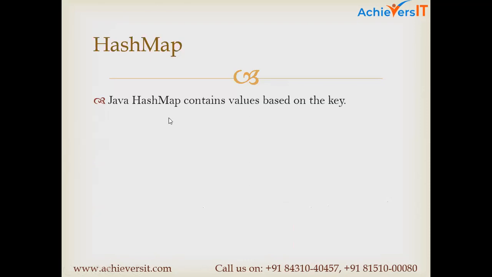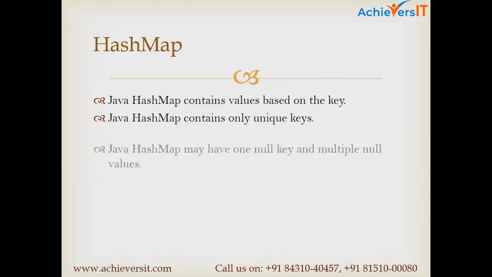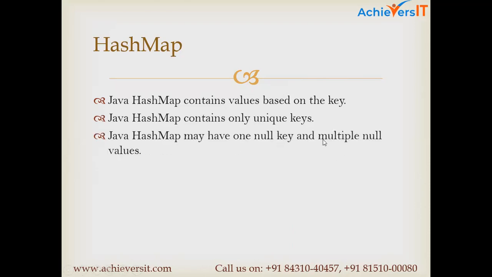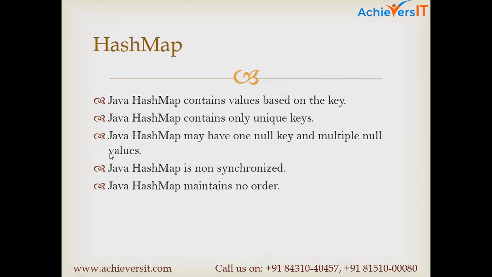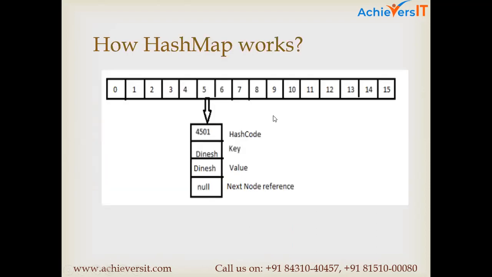See, these are based on the key, and it contains only unique keys. Key means it should be unique always. Then HashMap may have one null key and multiple null values, and is not synchronized. As HashMap is not synchronized, it is fast, and it also maintains no order. The insertion and deletion order will not be maintained. Okay, it will not maintain the order.